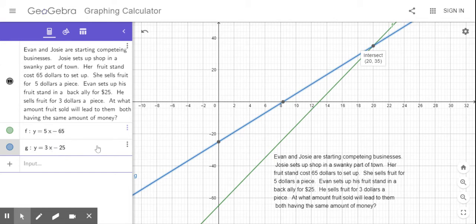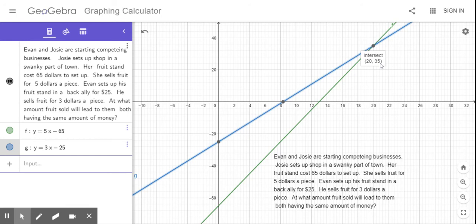This allows us to graph both equations and to find a solution, right? Here's my y-intercept at negative 25. Here's Josie's at negative 75. Looks like I need to sell a little over 8 pieces of fruit to break even and start making money. Josie needs to sell roughly 13 before she has made some money. Here's where we have made the same amount of money: when we sell 20 pieces of fruit, we would have made $35.